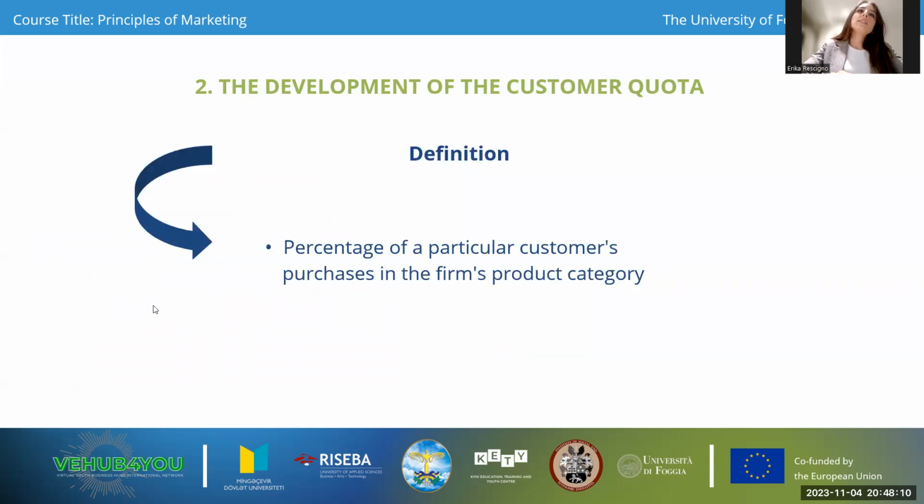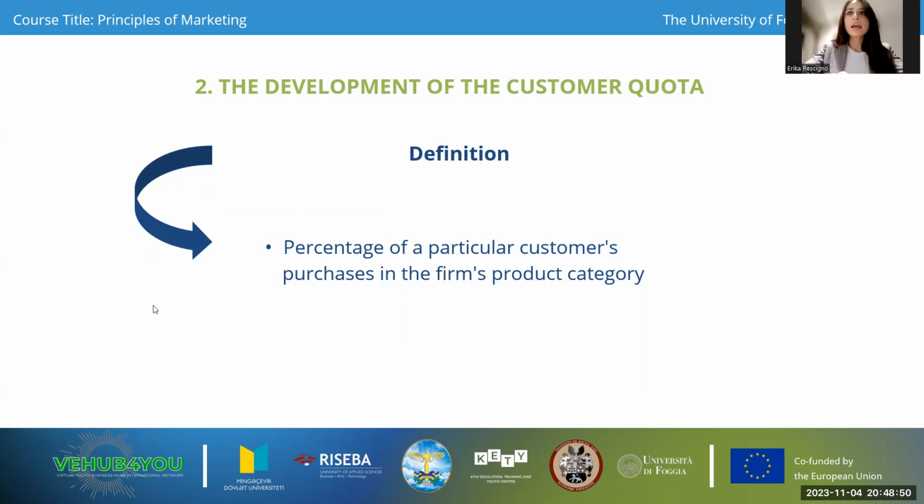Well, the concept of customer quota. Customer quota can be defined as the percentage of a particular customer's purchases in the firm's product category. So the concept of customer quota refers to the ratio of what a customer spends on our company, for example, or products, and their total consumption in that particular category.